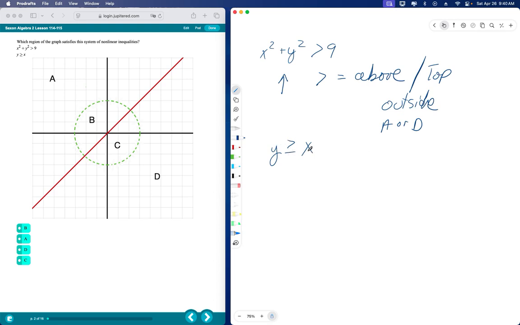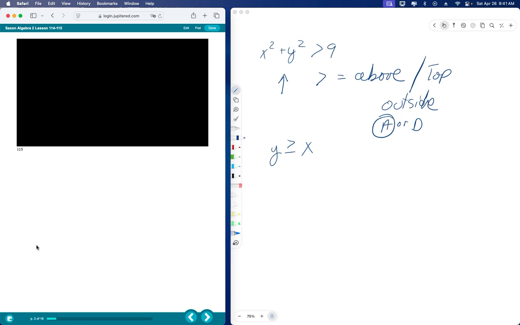Y is greater than or equal to X. That tells us the line is a solid line. So we know we're talking about the red line now. Greater than still means above or top. So above, when it's in reference to a line, means it's above the negative values of the y-axis. So we're going towards the positive side of the y-axis. So the area that is both outside of the circle and above the red line is going to be A. So when we select A, it tells us it's correct.